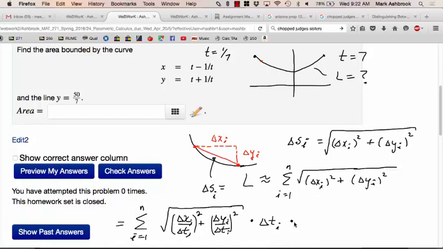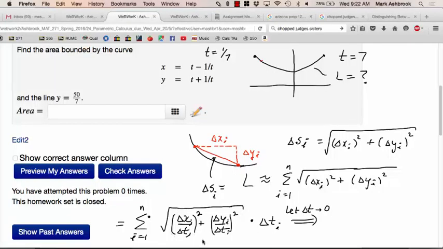Okay, and then we're going to let things get small, and we get the exact length. So now let delta t get small so that we have a zillion little tiny straight line segments connecting very close points on the curve, so that when we add up all those line segments, we get a value indistinguishable from the length of the curve.